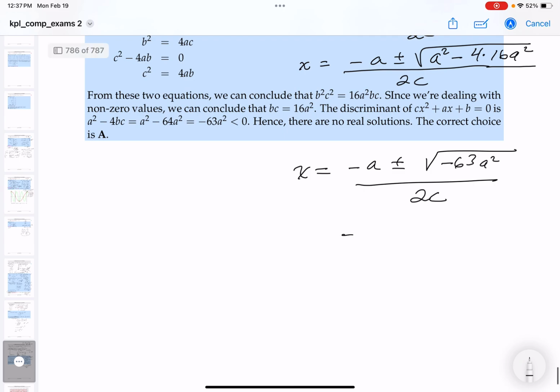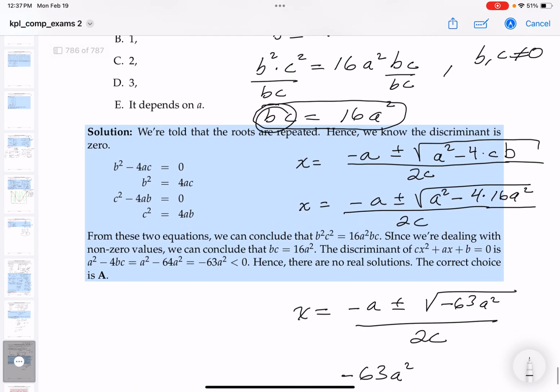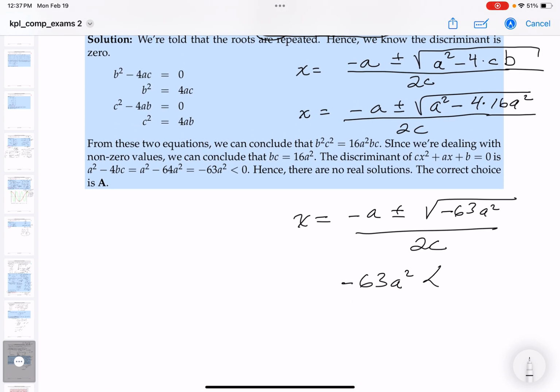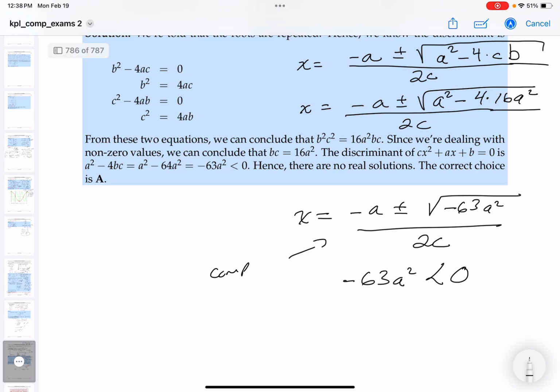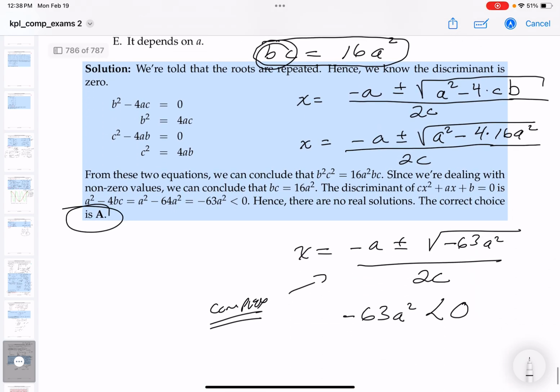What do I know? I know that minus 63a squared. Let's go back and make sure we know that, by the way. They're non-zero numbers. This has got to be a negative number. And why is that? They're real numbers. a is not 0. When you square a, it's going to be a positive number, and that's going to be a negative number, minus 63. So what's over here? This is going to be complex. All right? So let's go back to the question. How many distinct real roots? It doesn't have any real roots, so it's going to be 0. The correct answer would be A. And we're done. Thank you.